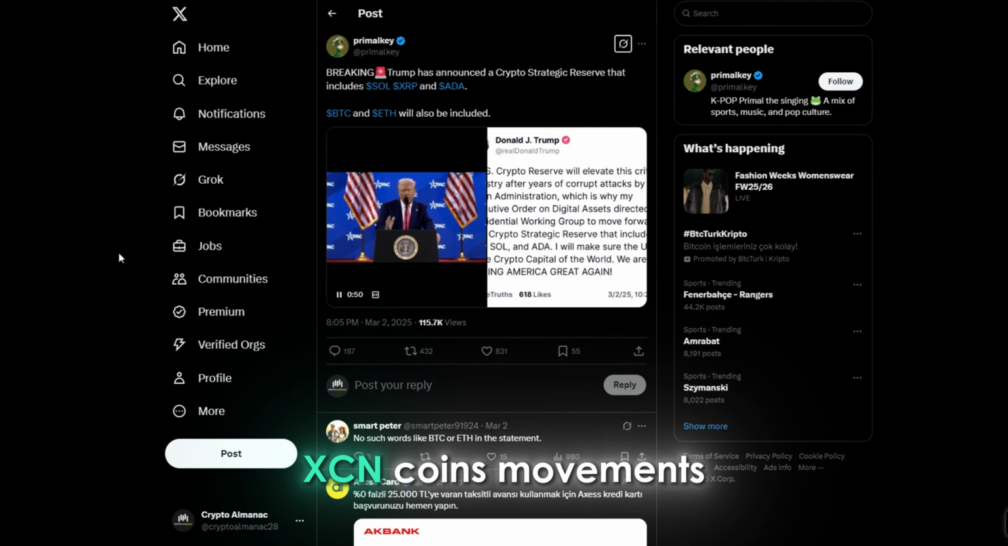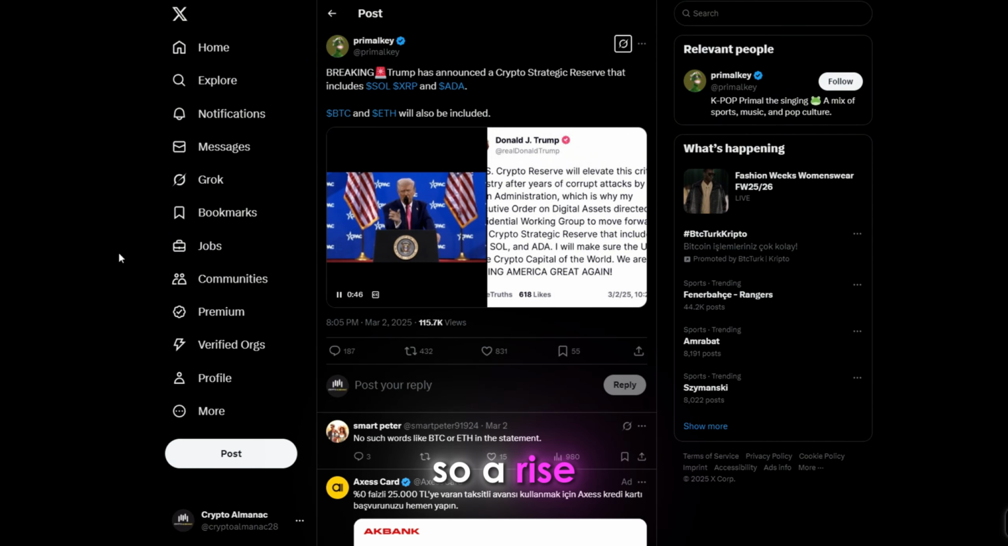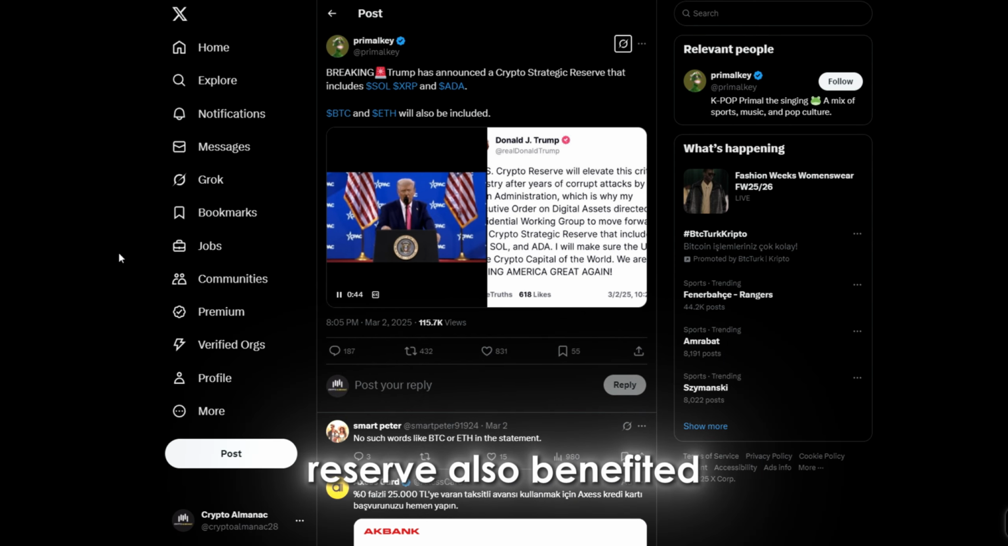Usually, Xcn coin's movements run parallel to XRP's movements. This means the following. If Trump accepts XRP as a reserve, Xcn coin could benefit indirectly. Xcn usually reacts to XRP's price movements, so a rise in XRP could help Xcn coin gain value. So since Xcn coin does the same thing as XRP coin, the choice of XRP as a reserve also benefited Xcn coin.